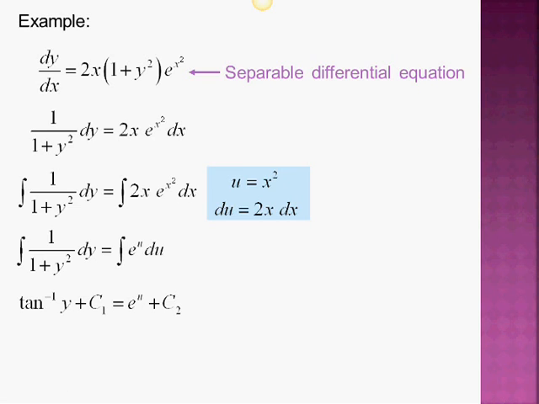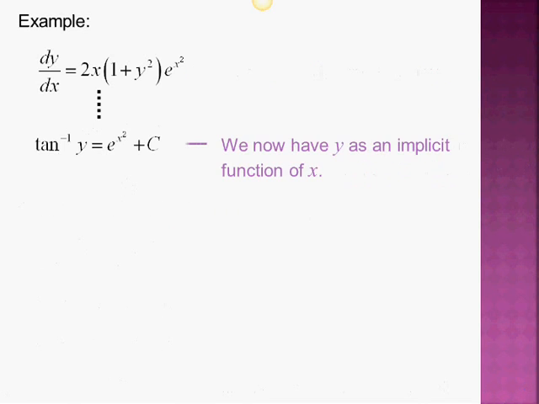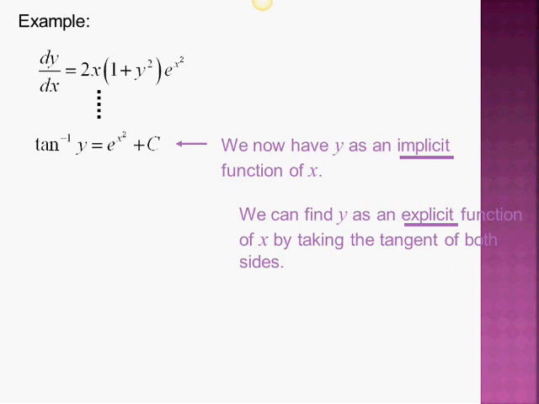And then what we also need to recognize over here is that 1 over 1 plus y squared is actually the derivative of the arctangent function. So inverse tangent of y plus c1 equals e to the u plus c2. Don't forget to substitute back in your x squared for u. Combine your constants, and you have inverse tangent of y is equal to e to the x squared plus c. When I solve that for y, because right now it's an implicit function of x, it becomes an explicit function of x.